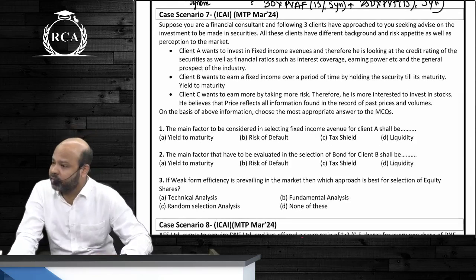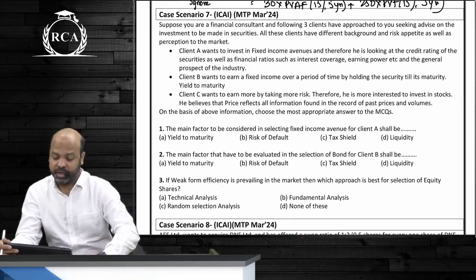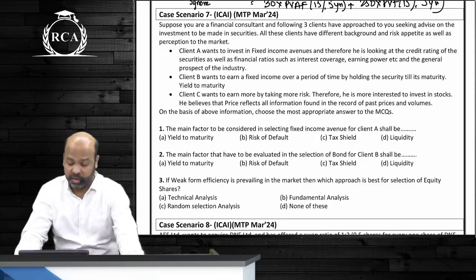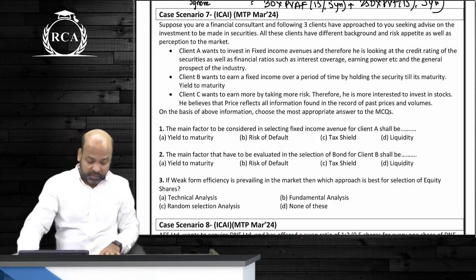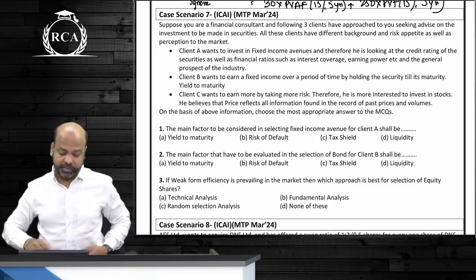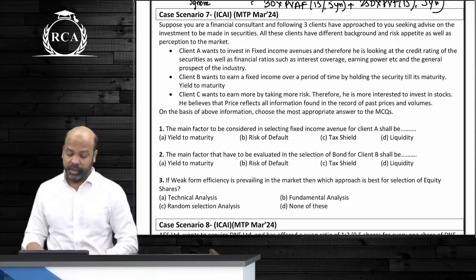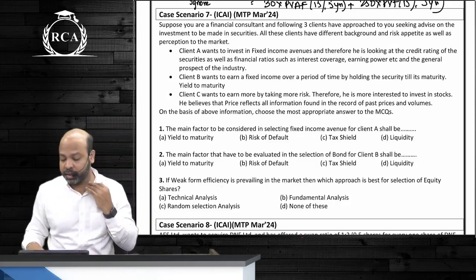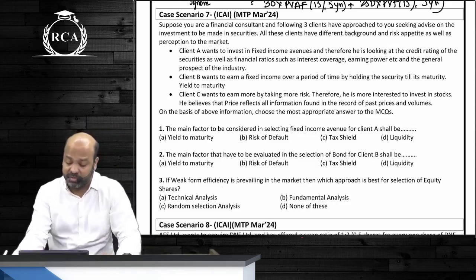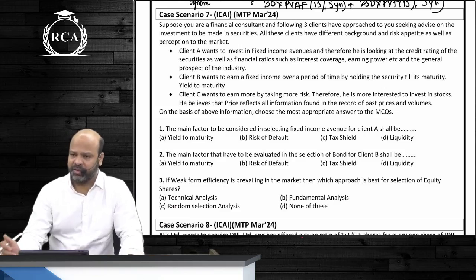Shall we start the next one, guys? Suppose you are a financial consultant and the following 3 clients have approached you seeking advice on the investment to be made in securities. All these clients have different backgrounds and risk appetite as well as perception of the market. Client A wants to invest in fixed income avenues and therefore is looking at the credit rating of the securities as well as financial ratios such as interest coverage, earning power, etc. Directly jump to the first MCQ, guys.